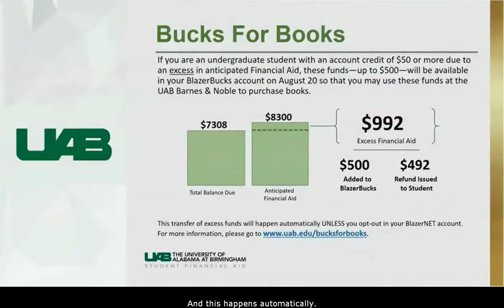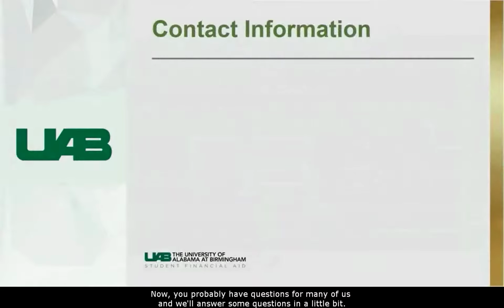And this happens automatically. The student doesn't have to do anything. Again, it happens automatically, and all the student has to do is opt out if they choose not to participate in this. So they can go to uab.edu/books and choose the opt-out option to not participate in this if they choose not to. Again, this is only available to students who are receiving an excess amount of financial aid and are anticipating a refund.